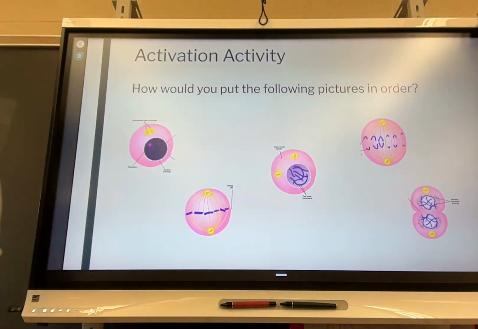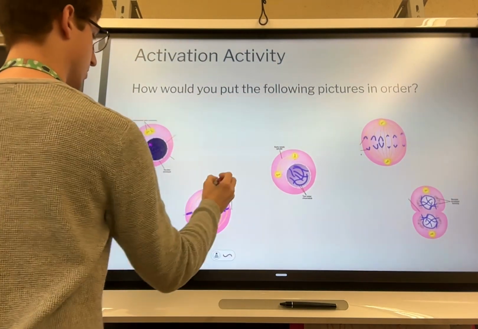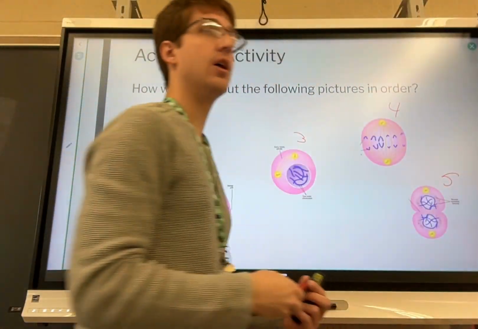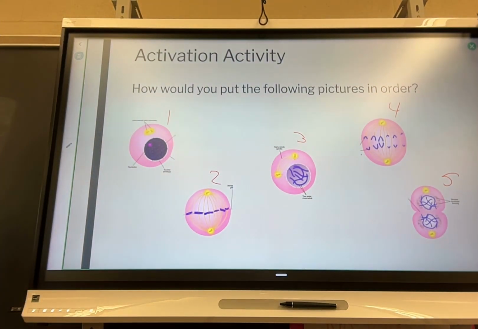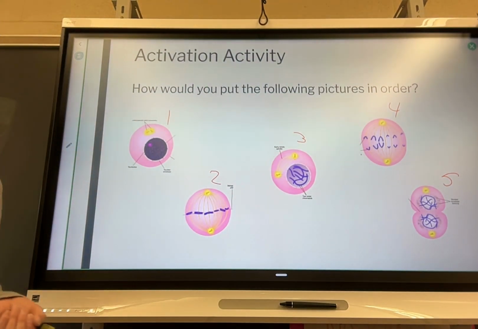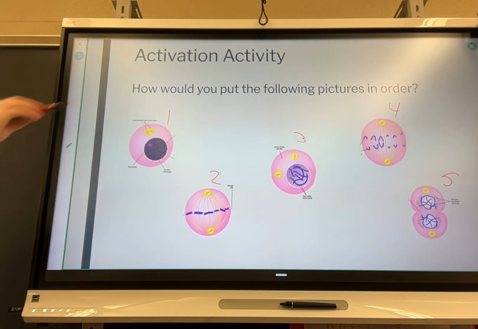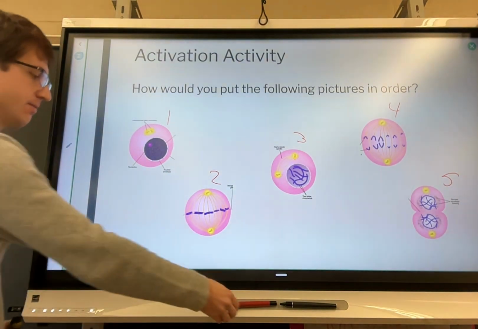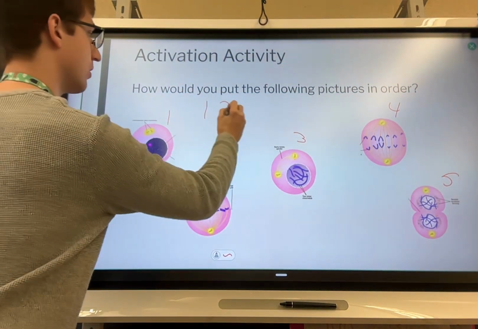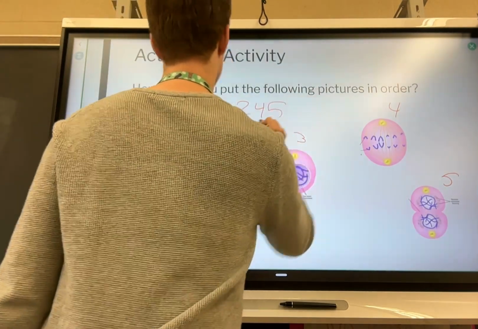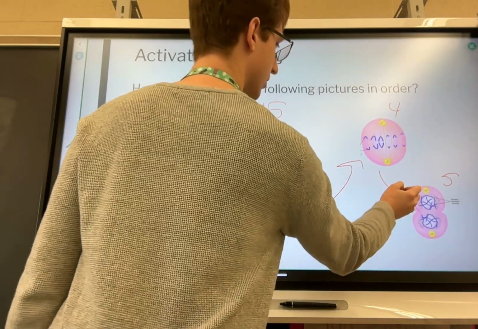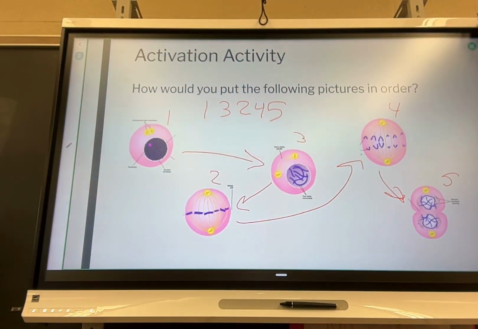The next one. I'm going to label these as 1, 2, 3, 4, and 5. How do you think that these would go in order? Write the number in order from 1 to 5 that you think this would go in order. Ashlyn, what order do we think that it's in? 1, 3, 2, 4, 5. So we're going that one, that one, that one. Can you justify, why do you think that it's in this order?